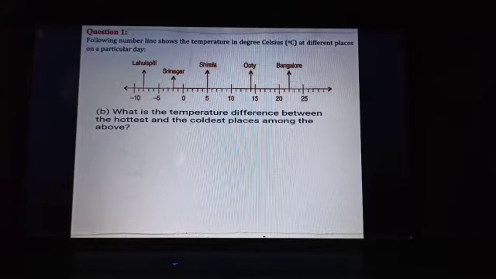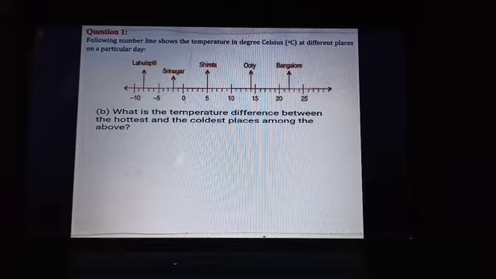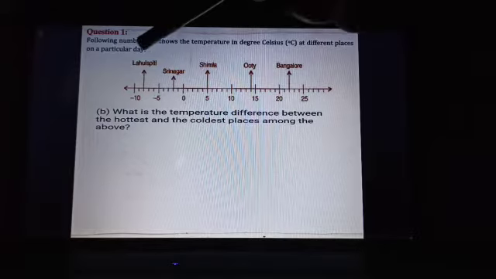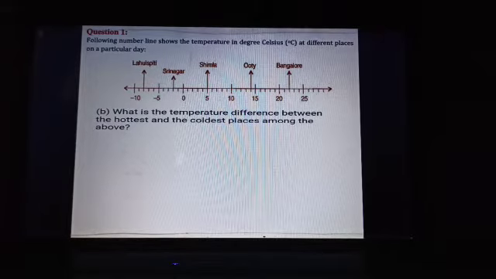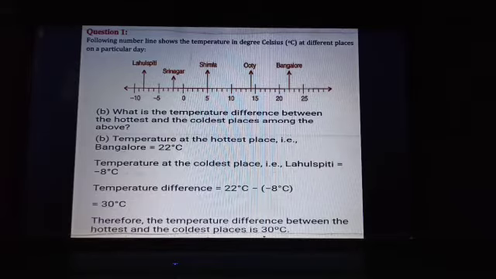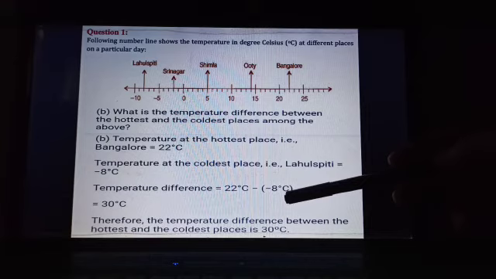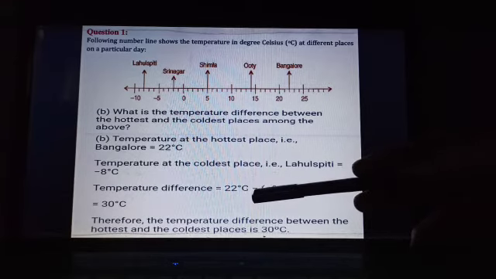As you know, the hottest place will be the one with the highest positive temperature, that is Bangalore, which has a temperature of 22 degrees Celsius, and the coldest place will be the one having the lowest temperature, that is Lahul Spiti, which has a temperature of -8 degrees Celsius. Now to find the temperature difference between them, we have to subtract the temperature of Lahul Spiti from Bangalore. Now the temperature of Bangalore is 22 degrees Celsius and the temperature of Lahul Spiti is -8 degrees Celsius. The temperature difference is here.